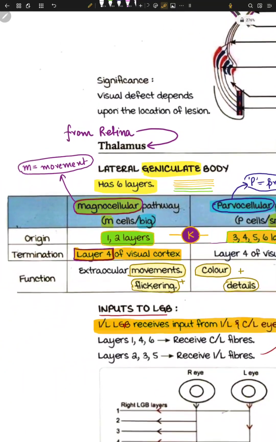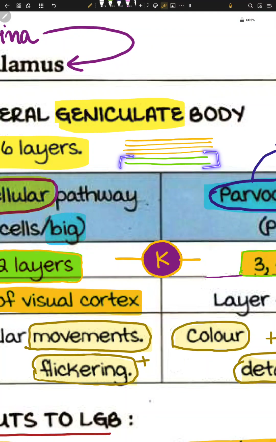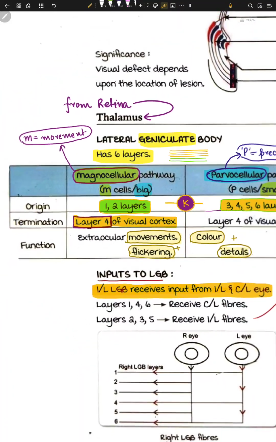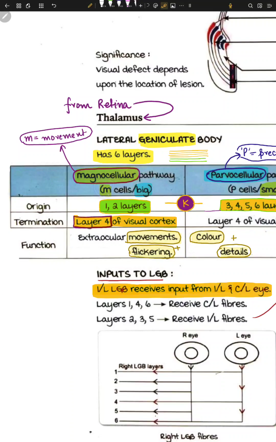Why are these two layers in one group? Because they have one type of cell, and these four layers are different because they have a different type of cell. The first two layers have something called M cells. M cells stand for big cells because they are big in size, and these cells are responsible for movement, because M stands for movement. This M cell makes what pathway? It is called the magnocellular pathway; magno means big, cellular means cell. They are responsible for movement.